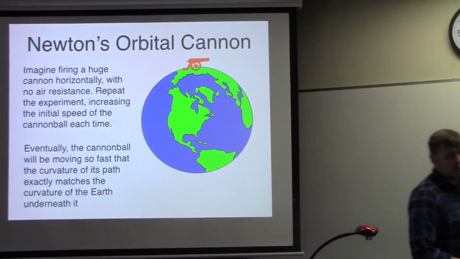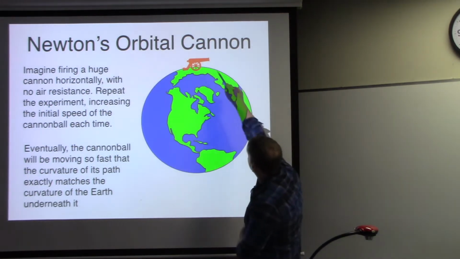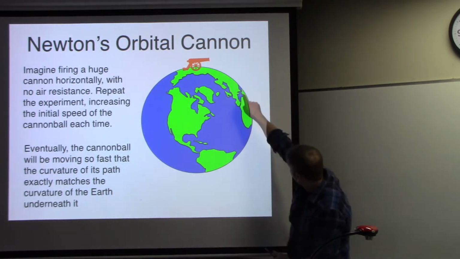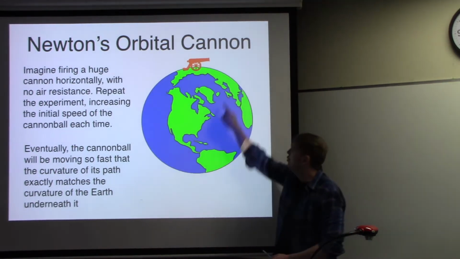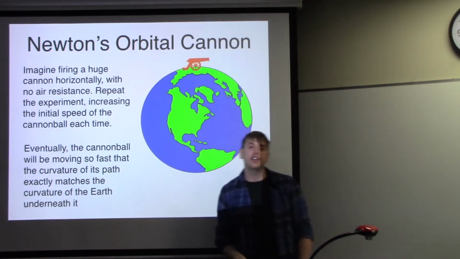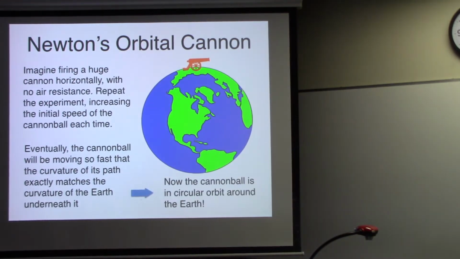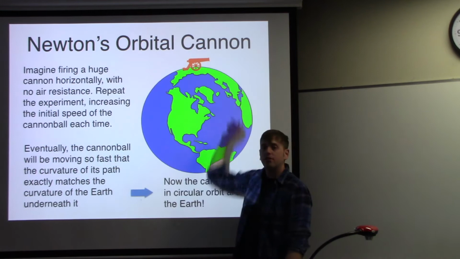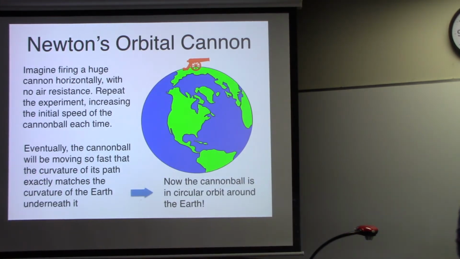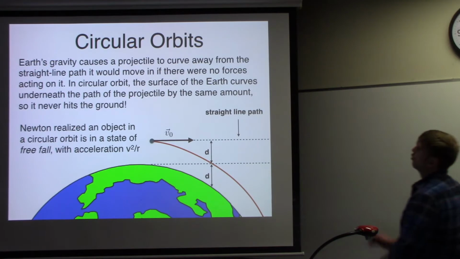Okay? So eventually, if you fire it fast enough, the cannonball is moving so fast that the curvature of its path is exactly matching the curvature of the Earth. So even though it's being accelerated towards the Earth, it never hits it. Instead, it's in orbit around the Earth. Okay, so that's how we get something in circular orbit, basically. You just have to fire it out fast enough so that it never hits the ground. That's a circular orbit. So, okay. Let's think a little bit more about circular orbits.